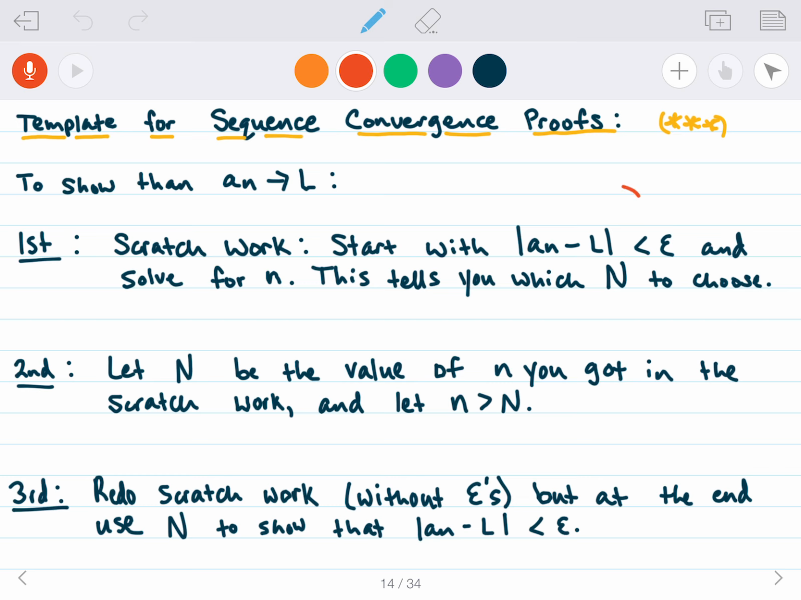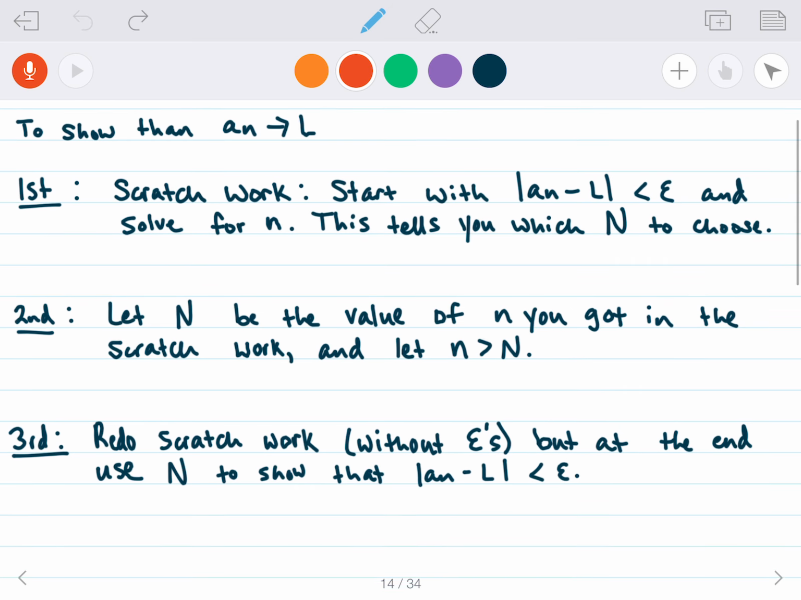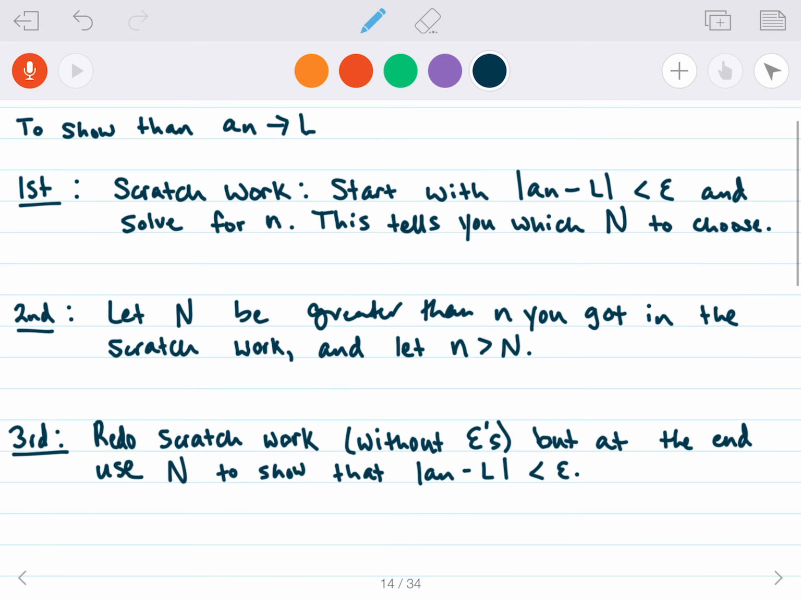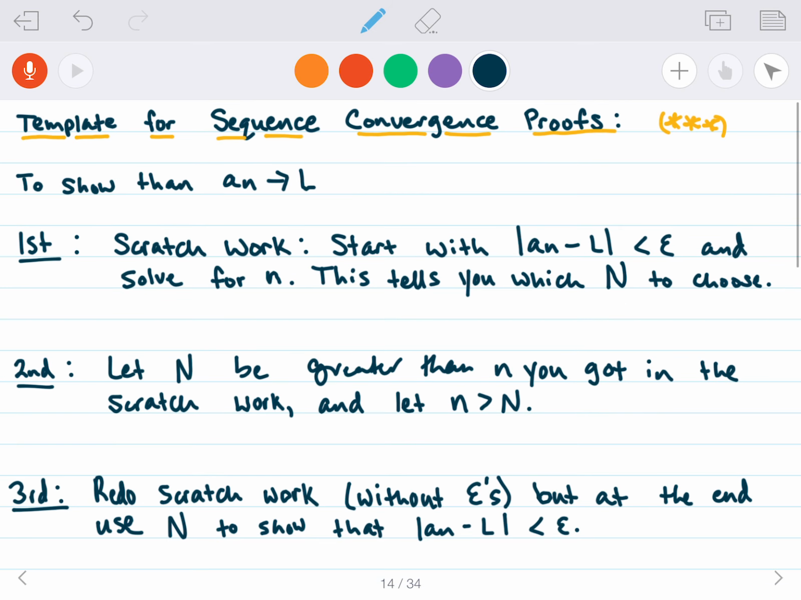Basically, you're going to start with the conclusion and solve for little n, and that's going to tell you which capital N to choose. Then you're going to let n be greater than the N that you got in the scratch work. And then you're going to redo the scratch work.